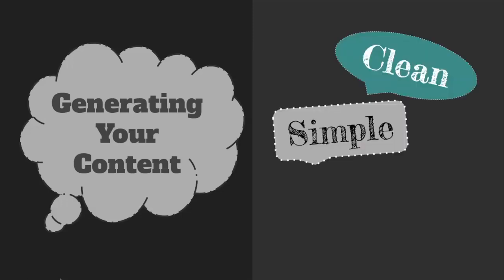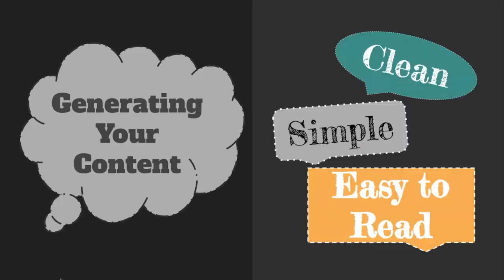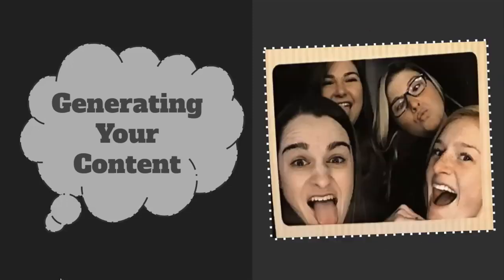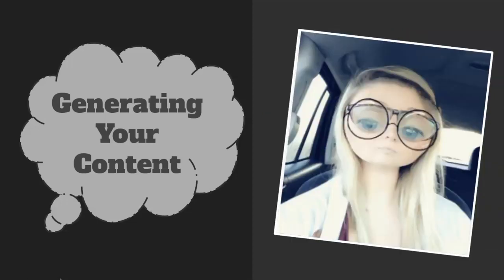Now let's take a look at generating the content for your site. Your digital portfolio will usually consist of the following pages and sections. However, your organization may depend on your personal style and which format you choose. On your home page, remember to keep it clean, simple, and easy to read. Include a photo of you. Make it a headshot and make sure it's professional, not anything silly or weird.